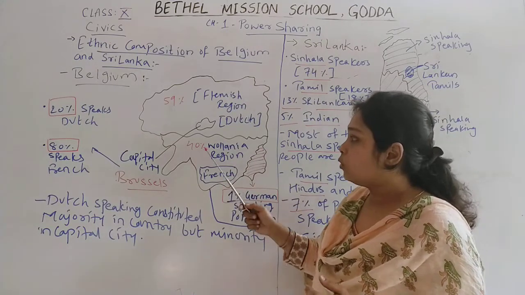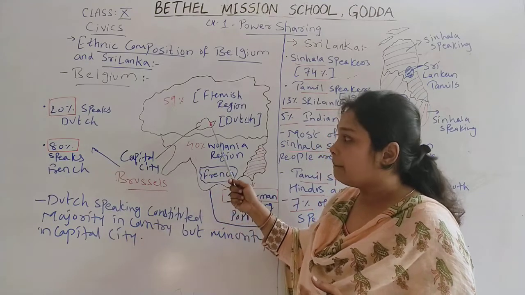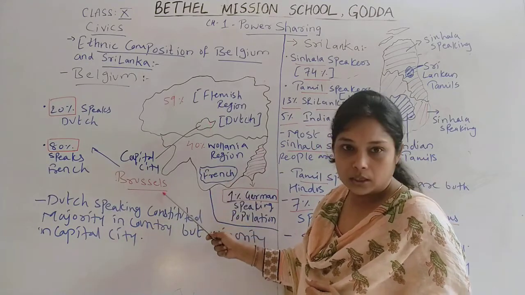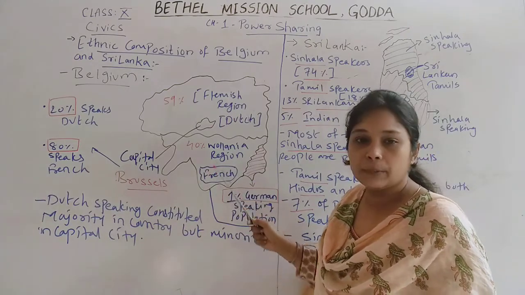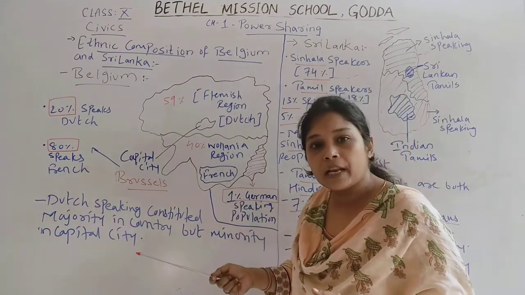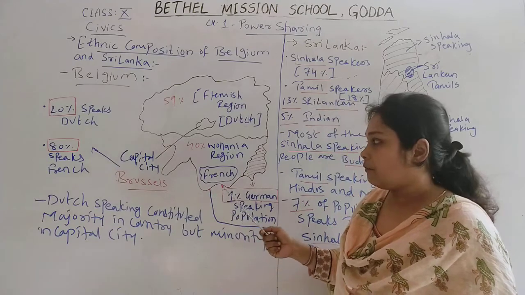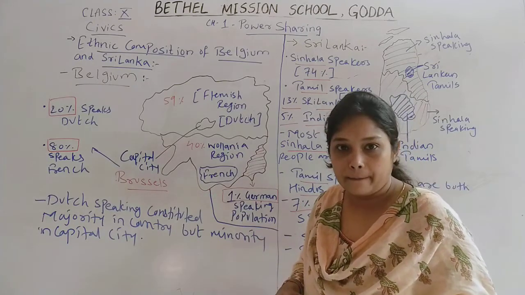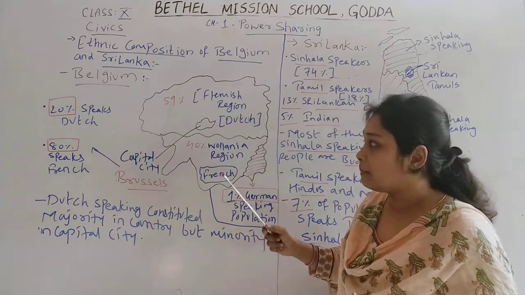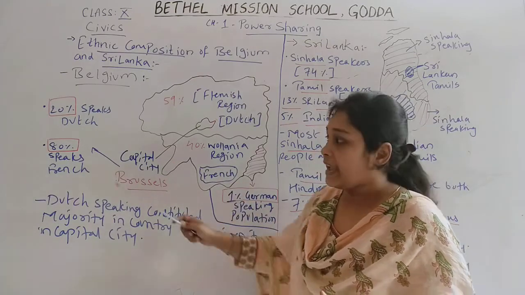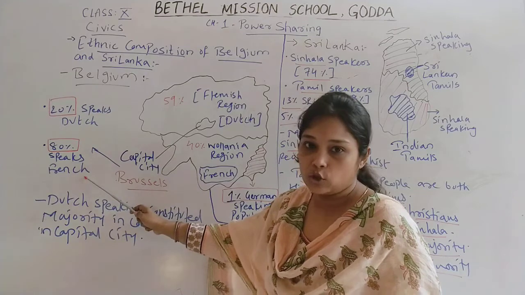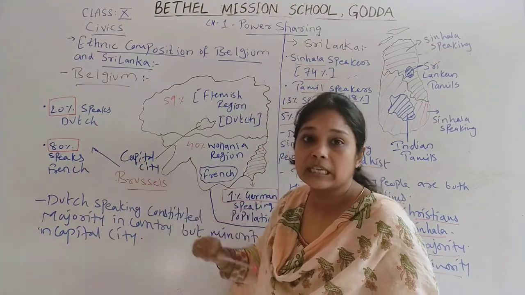But when we talk about the capital city of Belgium, that is Brussels, both Dutch and French people live there. Dutch speaking people are also there and French speaking people are also there. But in Brussels, the capital city of Belgium, 80% of people speak French and 20% speak Dutch.